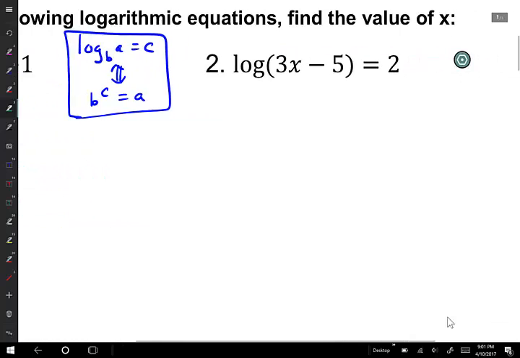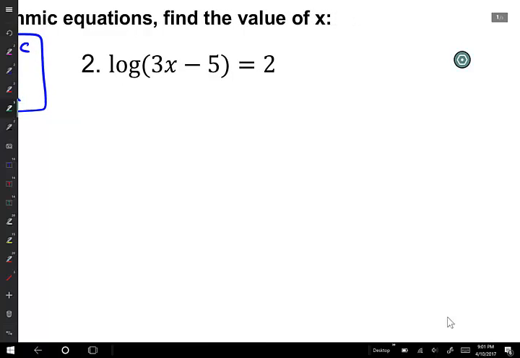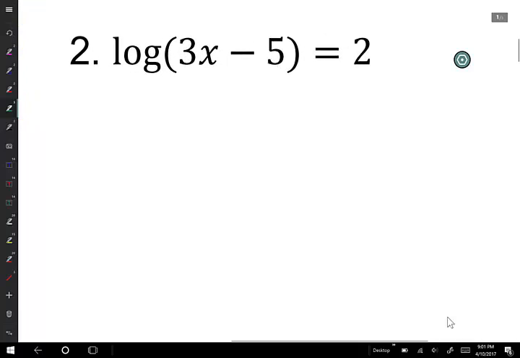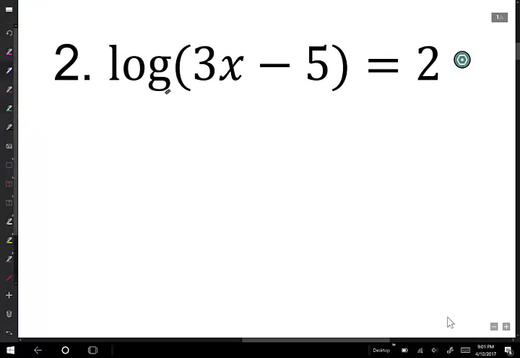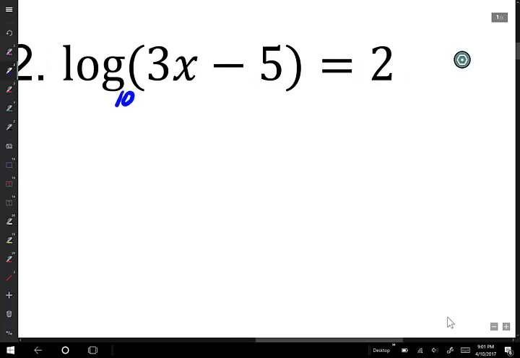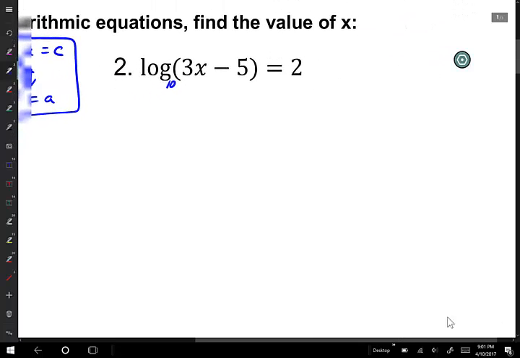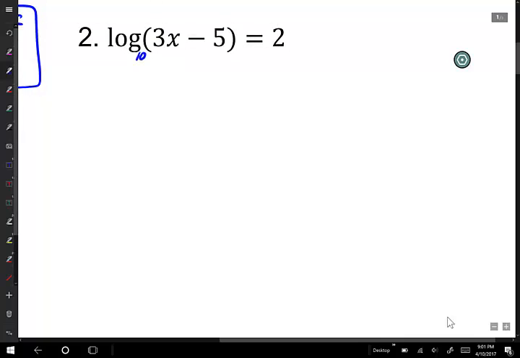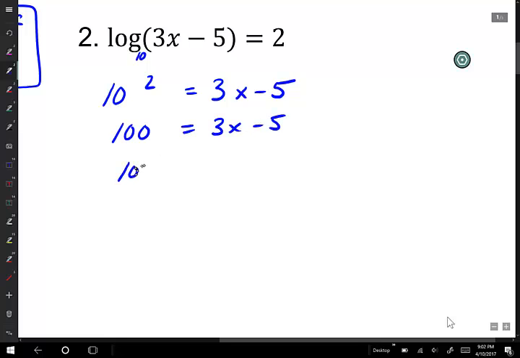Let's look at our second one. We have the log of 3x minus 5 in parentheses equals 2. Without saying, this is a common logarithm. And remember, on a common logarithm, you do have that invisible 10 down there without being written. But a common logarithm, we can then use that invisible 10 to work it out. So we're going to say 10 raised to the negative 2 equals 3x minus 5, very simply. So 10 to the negative, sorry, that's not 10 to the negative 2, that's 10 to the positive 2. So that's 100 equals 3x minus 5. So 105 equals 3x, and 105 divided by 3 equals x.